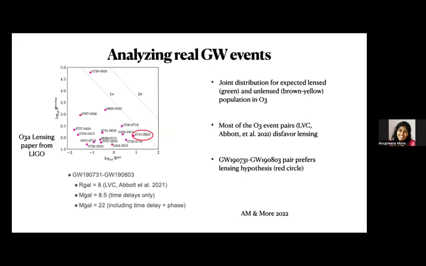So here is the plot which shows the B overlap versus the RGAL, which was shown for the events coming from the LIGO collaboration lensing paper. And this is that event, which is marked here. This is the event which had a value of around 8 in this plot. We show that instead of 8, the value could be 22. So it will move rightwards in this plot. And these contours show the 1 sigma and 2 sigma distribution for the background. So any event pair which lies upwards of these lines will be very promising in terms of lensing. And so the MGAL allows us to move this point towards the right. Of course, this is not a confirmed lensed event, but we are just showing how we can improve the significance of some of these lensing candidates by using the joint distributions.